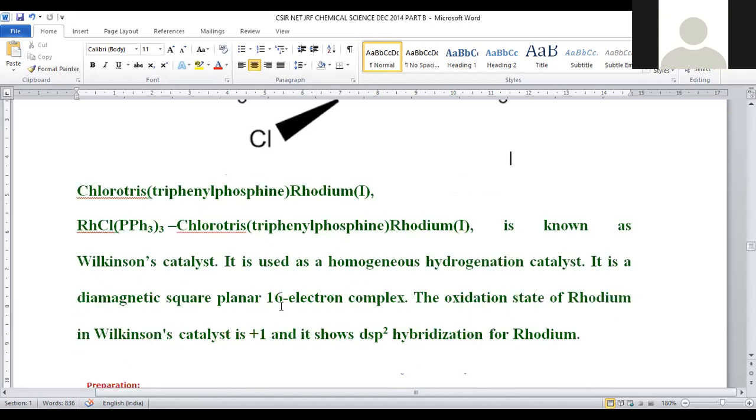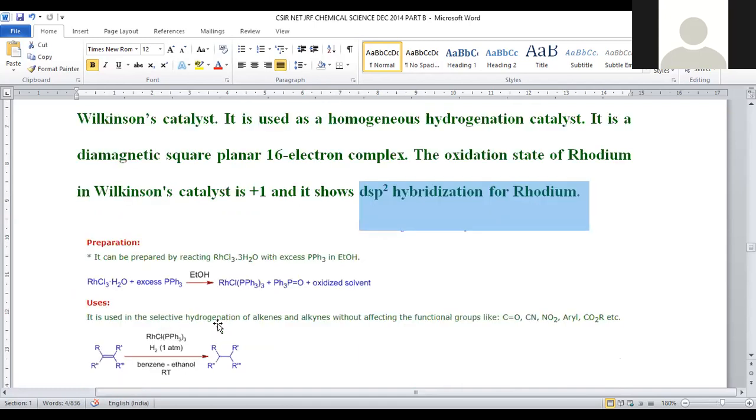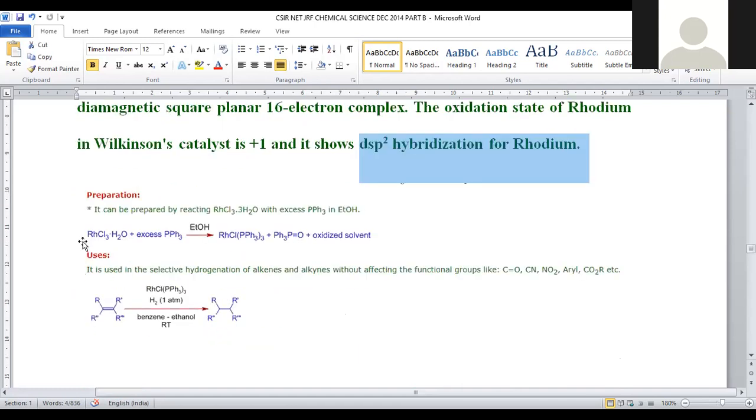What will be the purpose of this one? It is the homogeneous hydrogenation catalyst. For hydrogenation purpose, we are using this Wilkinson catalyst, and it is said to be a 16 electron system. If it is a 16 electron system, it always has a tendency to acquire the 18 electron configuration, right? And it is present in the plus one oxidation state, participating in the dsp2 hybridization for the rhodium metal.